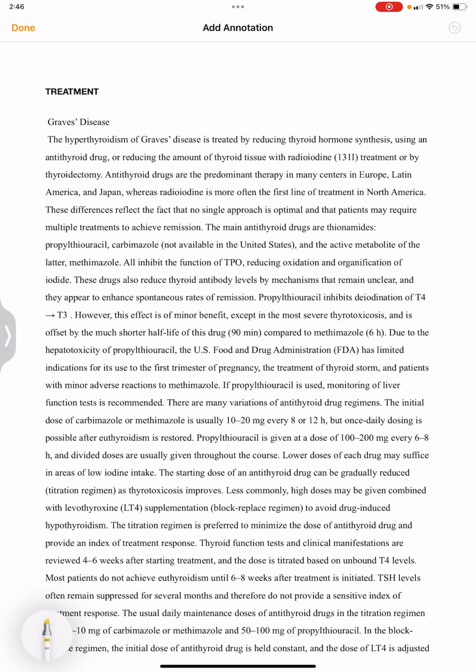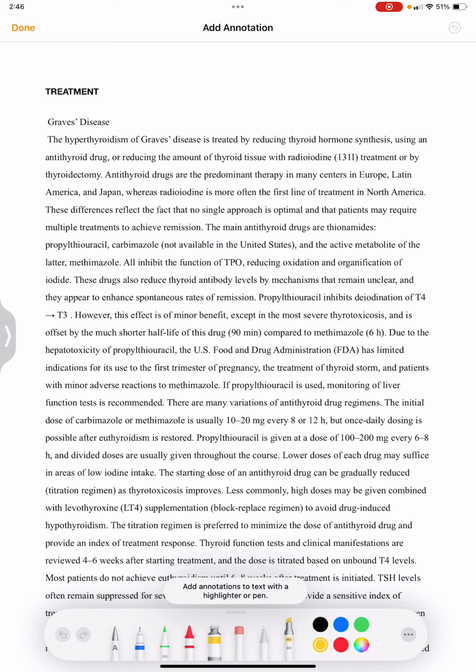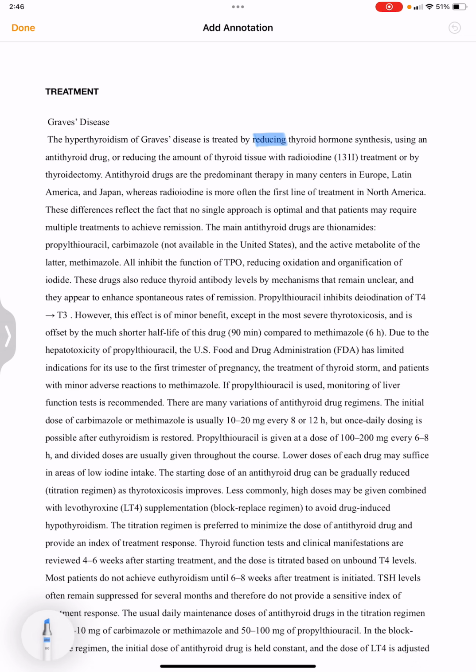Graves' disease, treatment of Graves' disease. So, the hyperthyroidism of Graves' disease, how is that treated? It is treated either by reducing thyroid hormone synthesis using an anti-thyroid drug, or by reducing the amount of thyroid tissue with radioiodine, iodine 131 treatment, or by thyroidectomy. So there are three ways by which we can treat hyperthyroidism of Graves' disease.